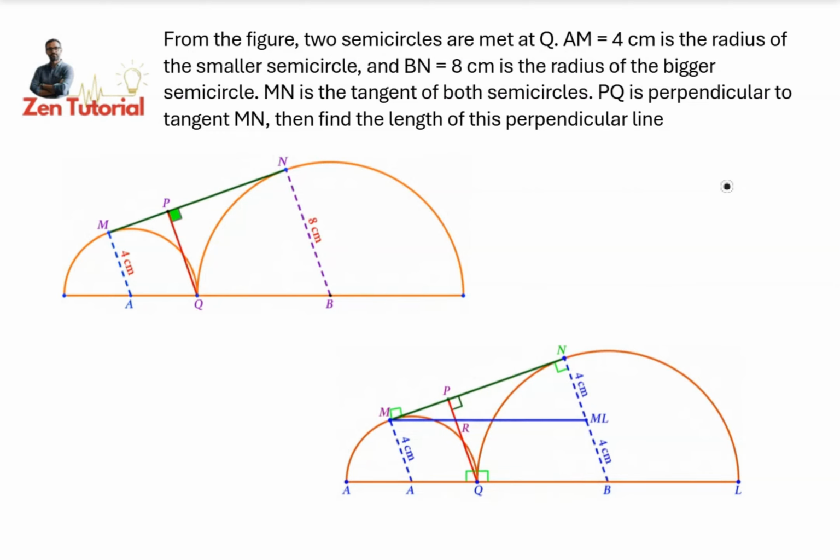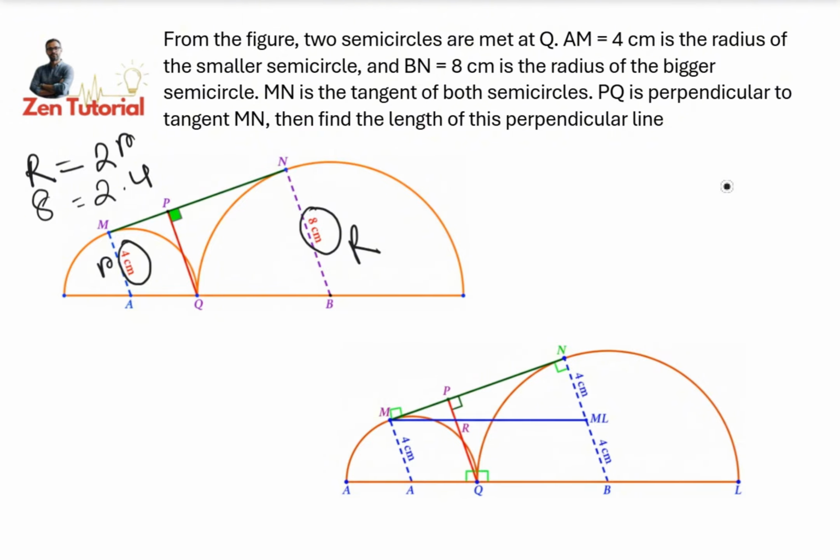So in this problem, there are two semicircles. The larger one has an 8 centimeter radius, BM or BN, and the smaller one, AM, is 4 centimeters. If the larger semicircle radius is capital R, and the smaller is lowercase r, then R is equal to 2r. Why? Because this is 8 centimeters and this is 4 centimeters, right?